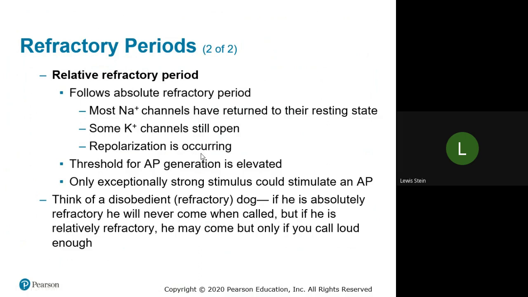So you might be in the relative refractory period, maybe during that overshoot phase where the membrane is hyperpolarized. So rather than needing 15 millivolts, it's 20 or 25 millivolts. A strong stimulus is needed.